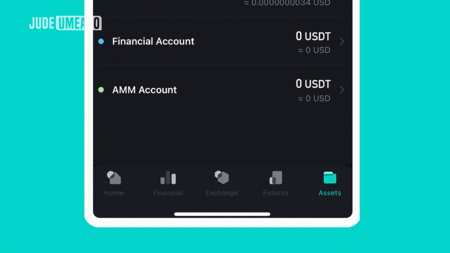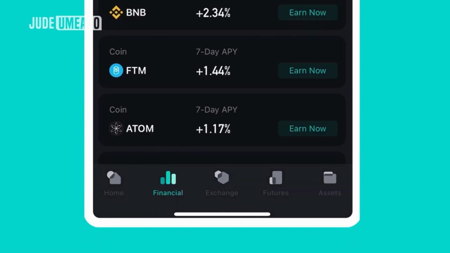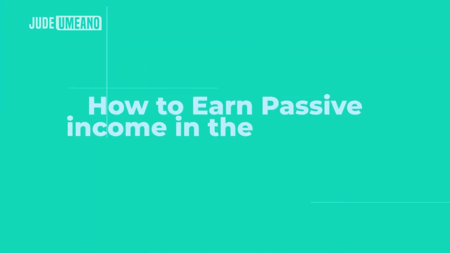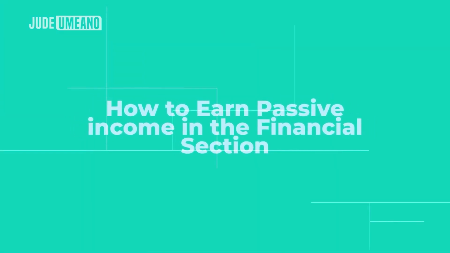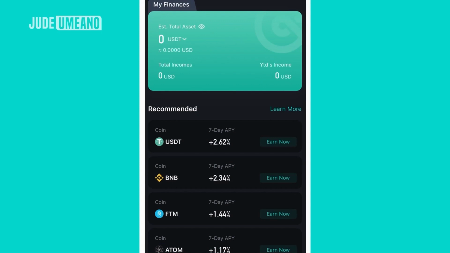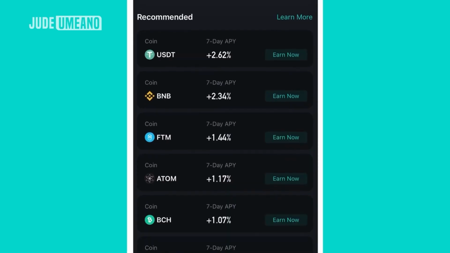Let's start with the financials because we now have money in our wallets. What we can do in financial is earn passive income. Let's say you have an idle USDT or an idle crypto in your wallet that you are not using. It's good you move it to the financial section so you can earn APY on the account. If you look at this, you can earn APY on USDT, BNB, FTM, and the rest.